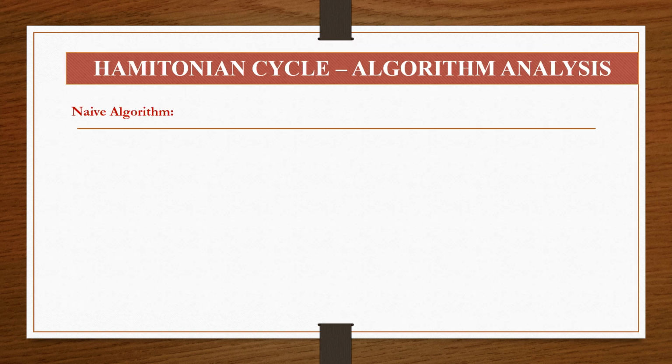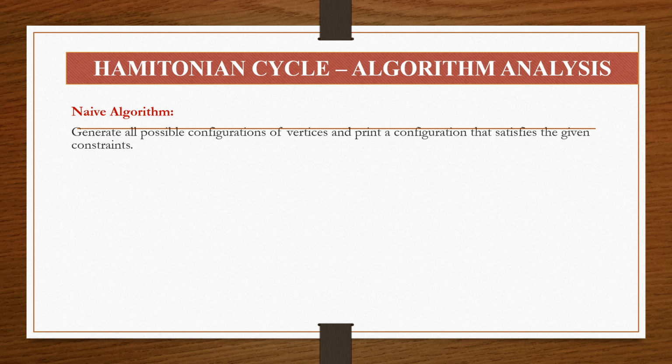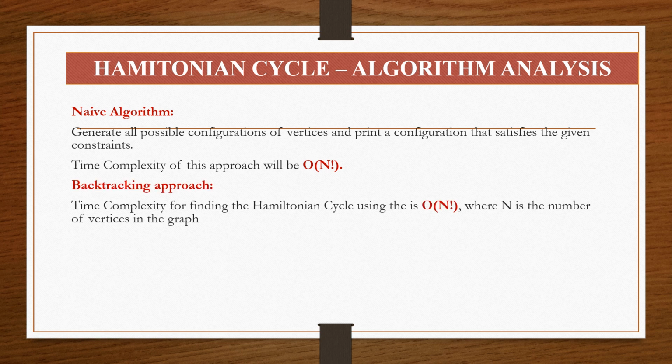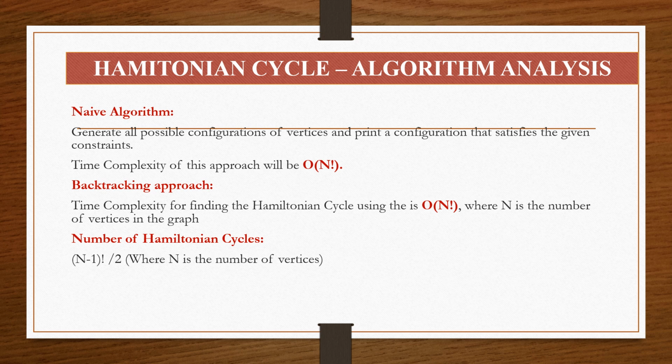So analysis: if all the vertices are explored in a straightforward way by using the brute force technique, that is the naive algorithm, then the complexity of the approach will be n factorial. If the backtracking approach is used, then also the complexity doesn't improve. It is also order of n factorial. Then the number of Hamiltonian cycles that can be created in a graph is given by the formula (n minus 1) factorial divided by 2, where n is the number of vertices.